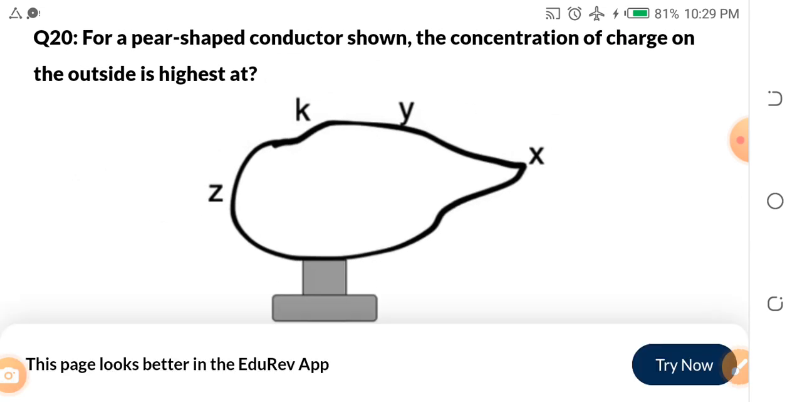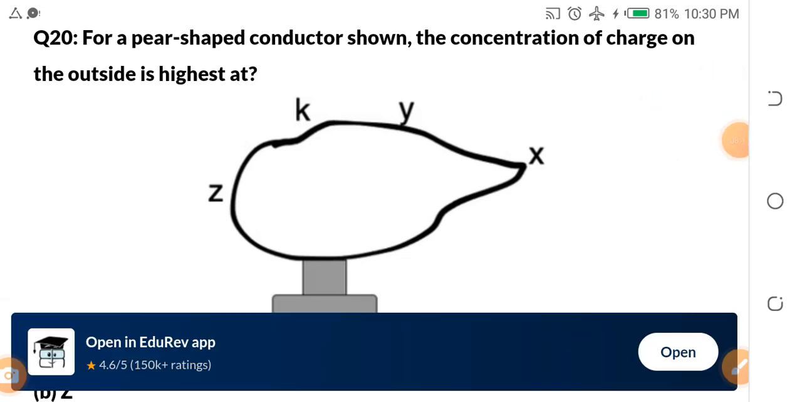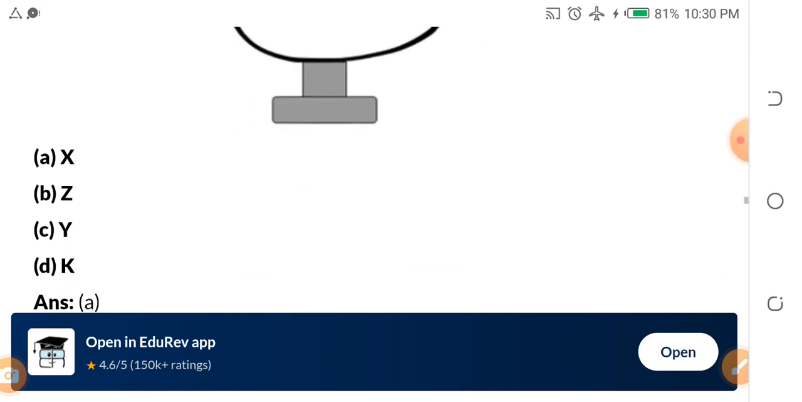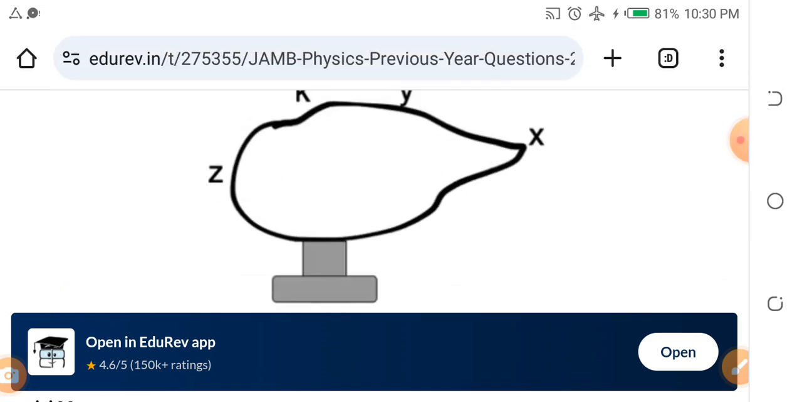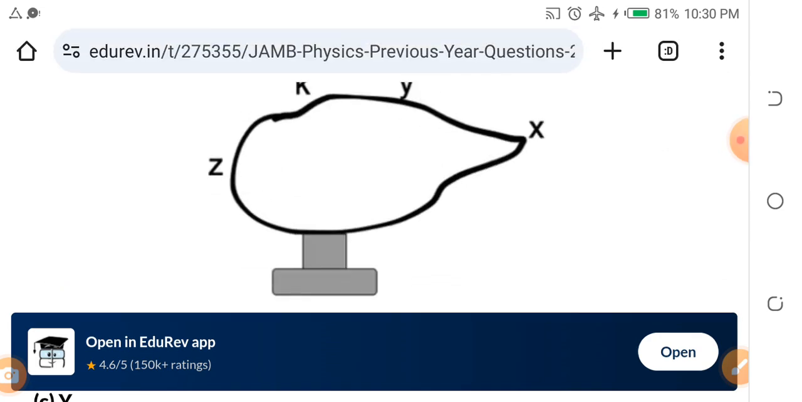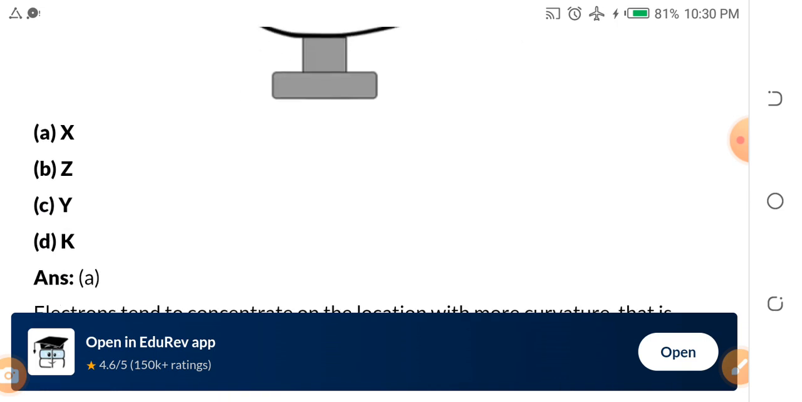For a pear-shaped conductor shown, the concentration of charge on the outside is highest at dash. On these points, where is the concentration of the charge more on this conductor? Is it on point Z, on point K, on point Y, or on point X? The answer is simple. The highest charge is on the pointed area, which is point X.